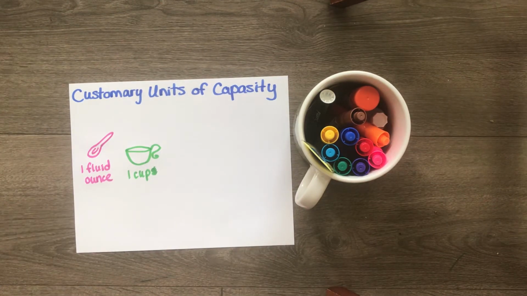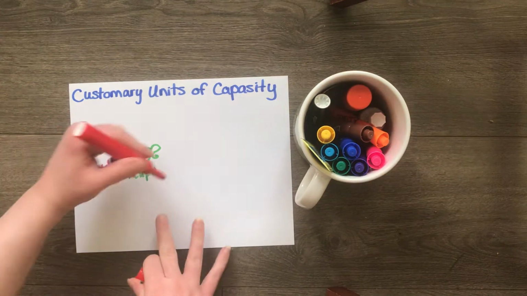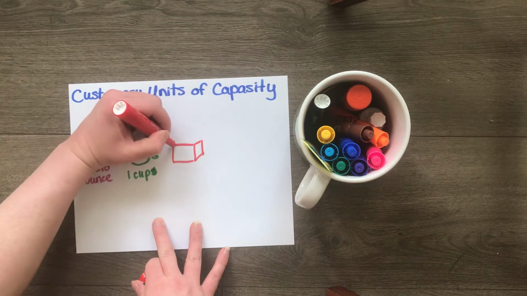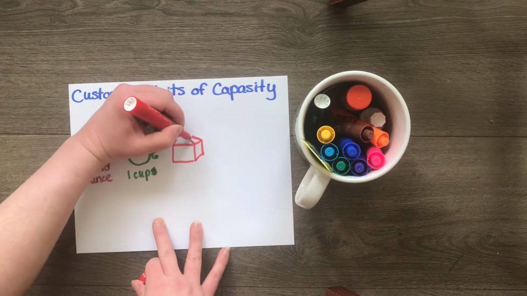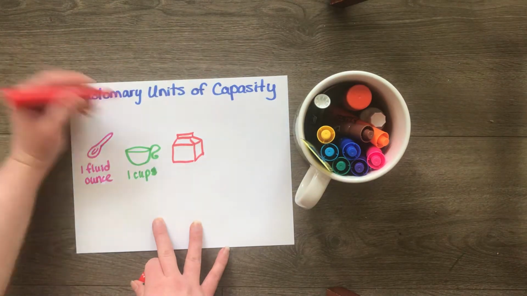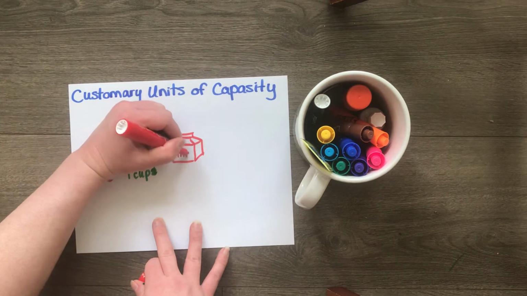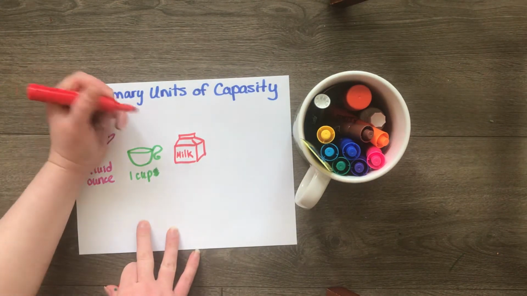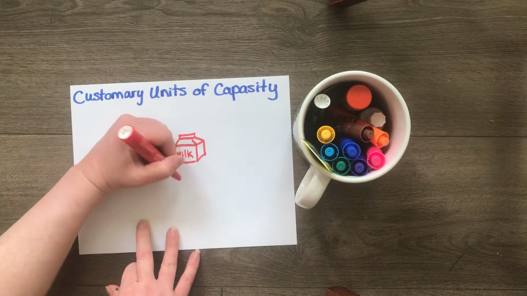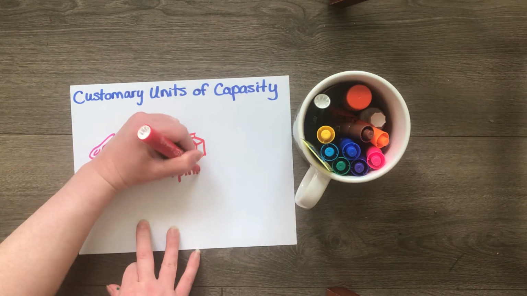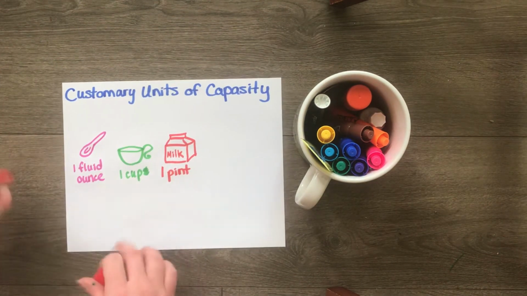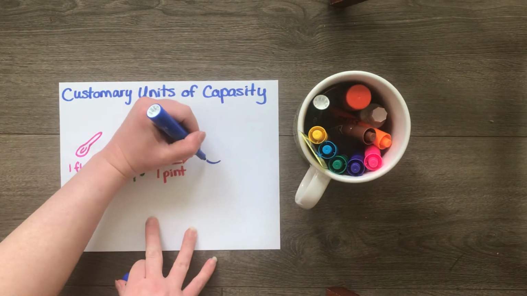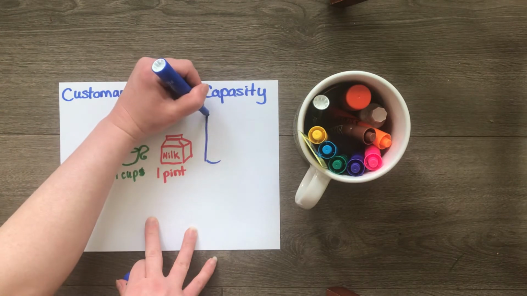Now, let's talk about a pint. You know that milk carton at lunchtime in the lunch line that you get? Sometimes it's chocolate, sometimes it's white milk, sometimes it's skim milk. That container of milk that you're drinking from is actually 1 pint. It's a little bit bigger than a cup. Next, there's something called a quart. A quart is a little bit bigger.